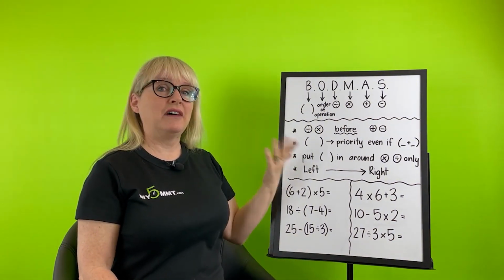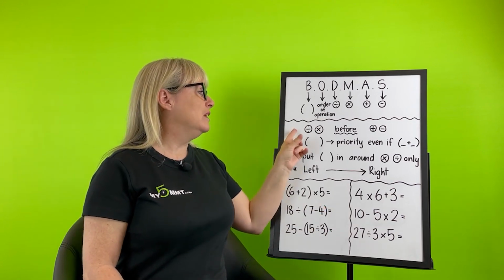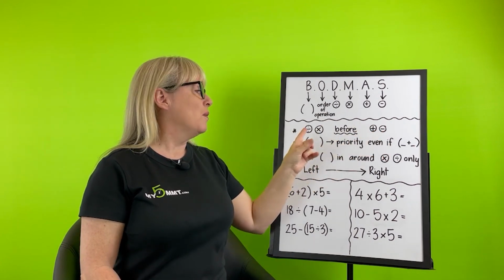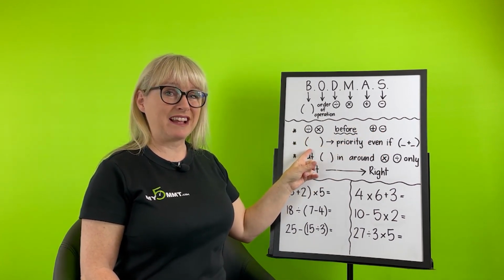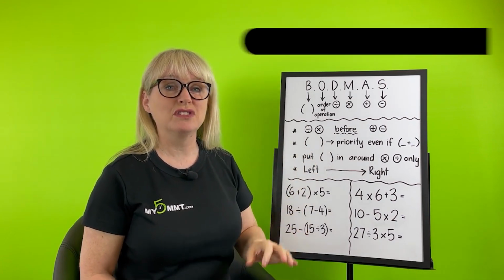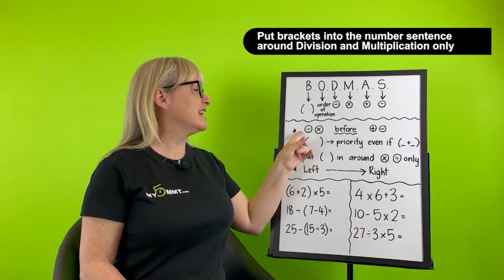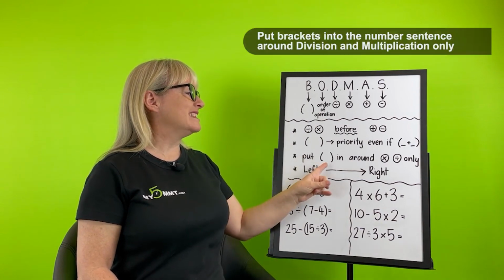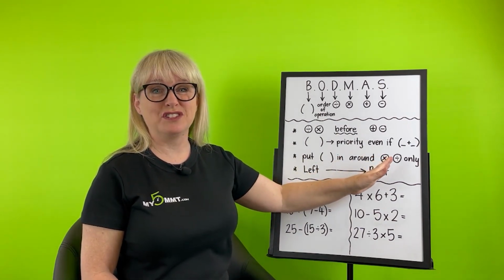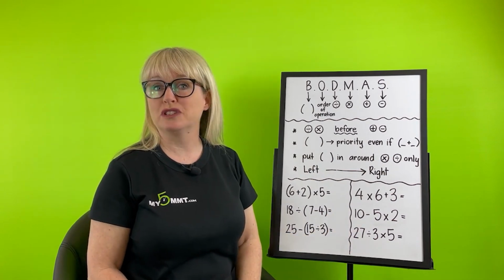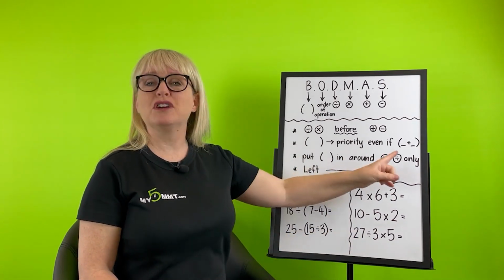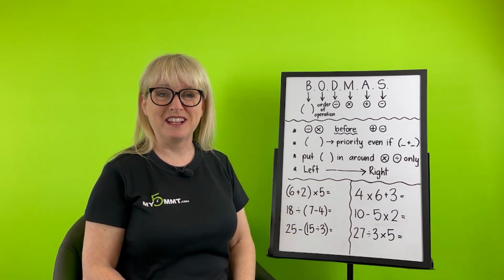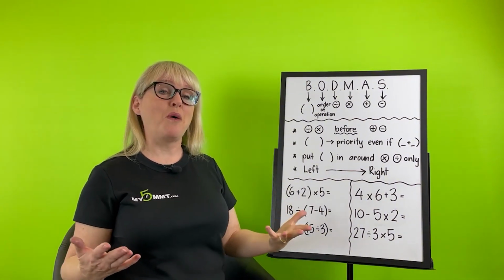When we look at our different number sentences, we look for division and multiplication and solve that before addition and subtraction. We prioritize either looking for brackets and going there first and solving that first, or putting brackets in around our division and multiplication areas so that we go there first. We put the brackets in only around multiplication and division. We don't need to use them around addition or subtraction, and we move from left to right when we've solved the brackets and we're solving the rest of the question. By looking at some examples, this will all become very clear.